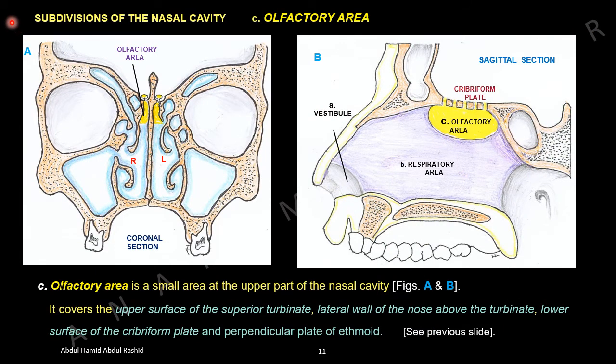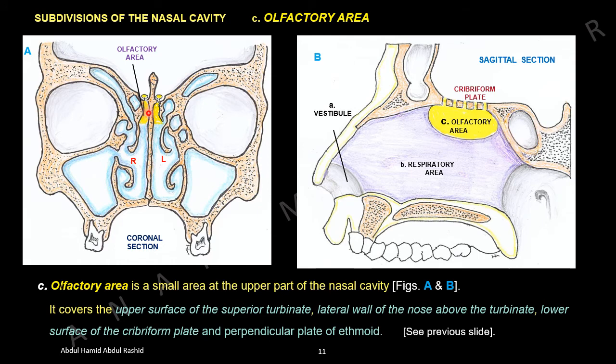Subdivisions of the nasal cavity. The third area is the olfactory area. In this slide, we have two diagrams. This is the coronal section of the nose, and this is the sagittal section of the nose. This is the nasal cavity. This is the uppermost part of the nasal cavity. Just now we have already mentioned this is the sphenoethmoidal recess, where the olfactory area is located.